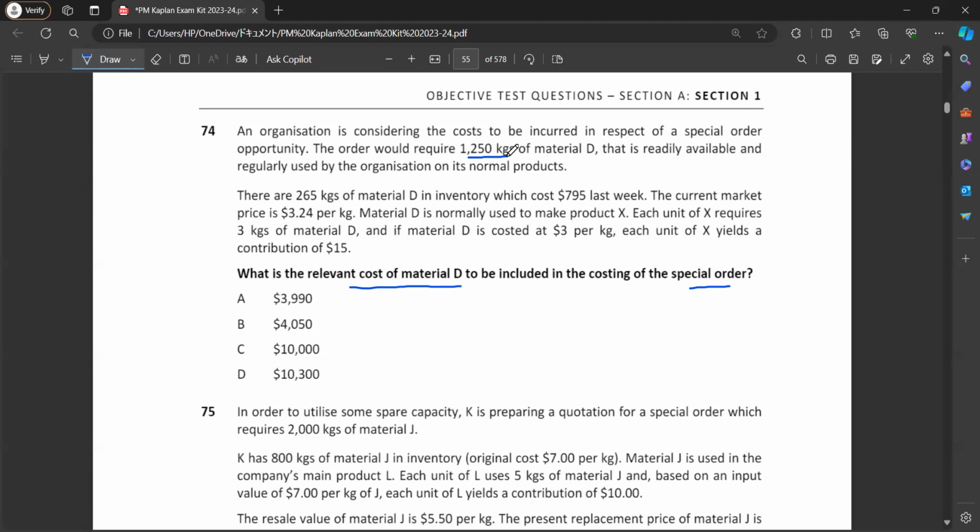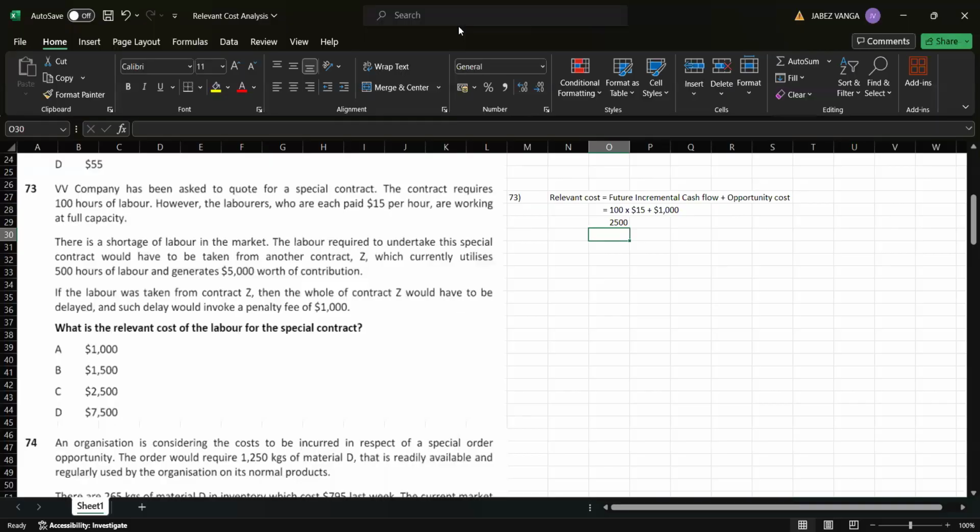See, since we are not considering using this 265 kgs of material for this special order, in that case, what will be the relevant cost? So let's quickly go to the Excel sheet and solve the answer there. So question number 74.